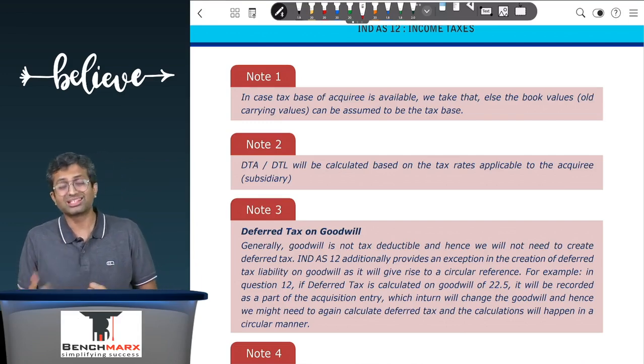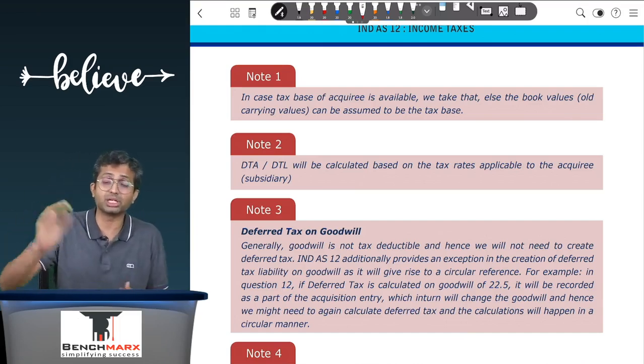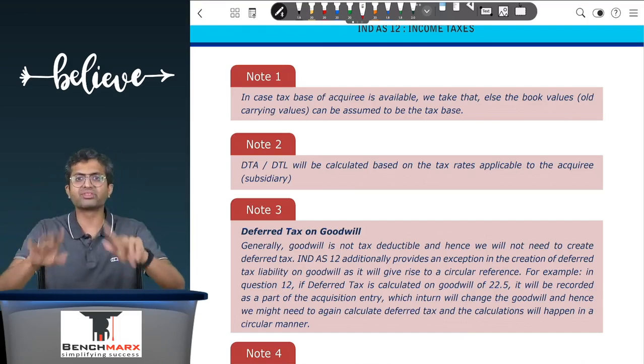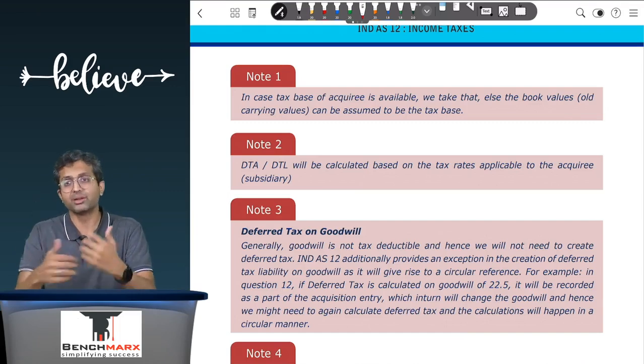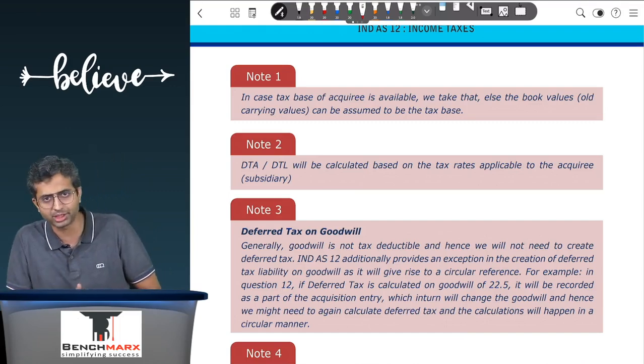Second, the DTA or DTL will be calculated based on the tax rate applicable to the subsidiary. Remember, these are assets or liabilities of the subsidiary and will be assessed to income tax based on the PAN of the subsidiary, and hence the relevant tax rate will be the tax rate of the subsidiary.